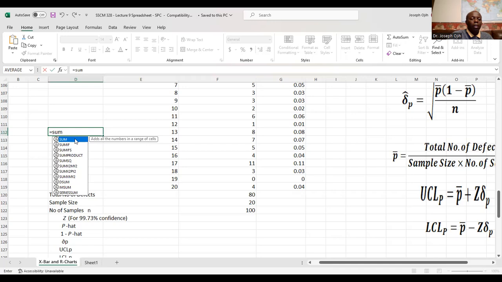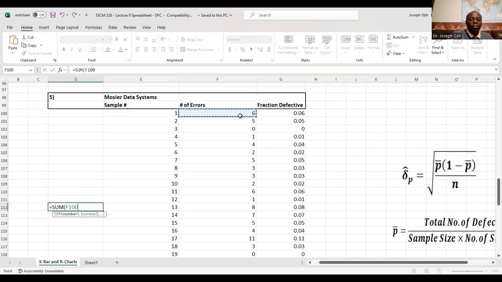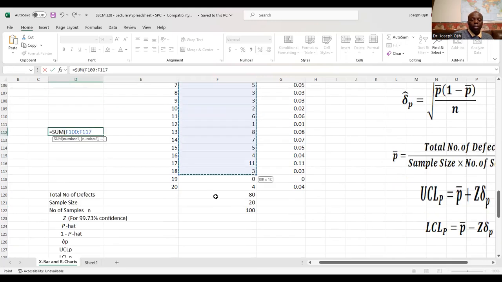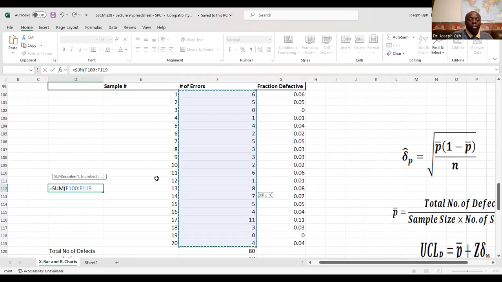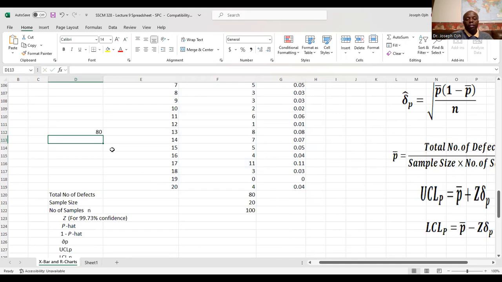Okay, double click and add all the defects, all the way to the 20th clerk. And if you press the enter key, it gives you 80. So that's how we got this 8 here.